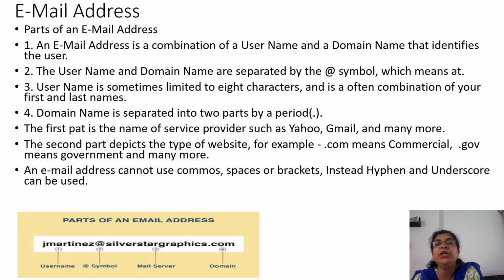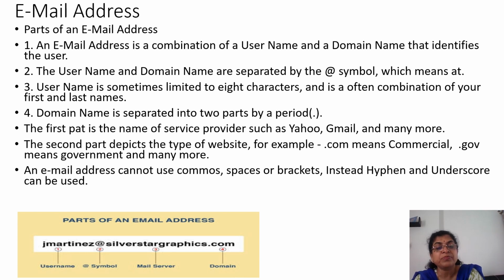Domain name is separated into two parts by a period. The first part is the name of the service provider such as Yahoo, Gmail and many more. The second part depicts the type of website. For example, .com means commercial, .gov means government, and .edu means educational. Okay. An email address cannot use commas, spaces, or brackets. Instead, hyphen and underscore can be used. This you should learn. This you should remember well.